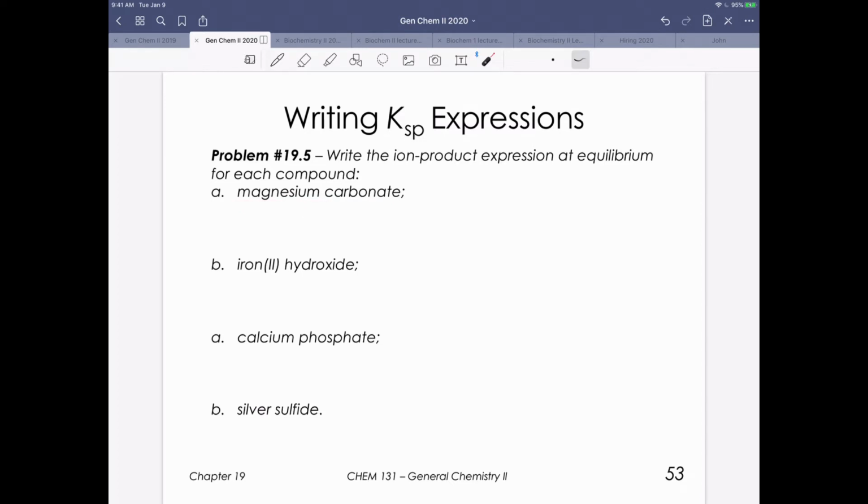All that stuff from Gen Chem 1, learning how to name things and take a name and make a chemical formula from it, still very important, especially now at this point in this chapter. So write magnesium carbonate as a chemical formula, and then show what you get when it dissociates in water. Once you have that balanced equilibrium equation, then you can write your KSP. So pause the video and go ahead and try and do that for magnesium carbonate.